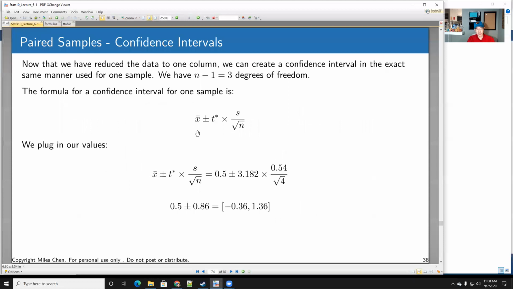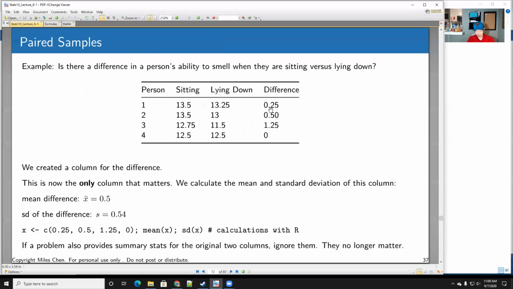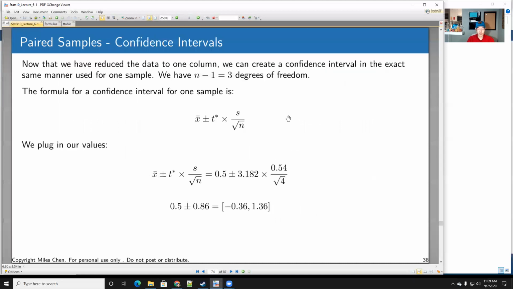So this is a confidence interval for 1 sample, and again, we only have this one column of values. I'm going to plug in 0.5 plus or minus. I look up 3 degrees of freedom, 95% confidence, 3.182, times the standard error of 0.54 divided by the square root of 4. So my confidence interval goes from negative 0.36 to 1.36.